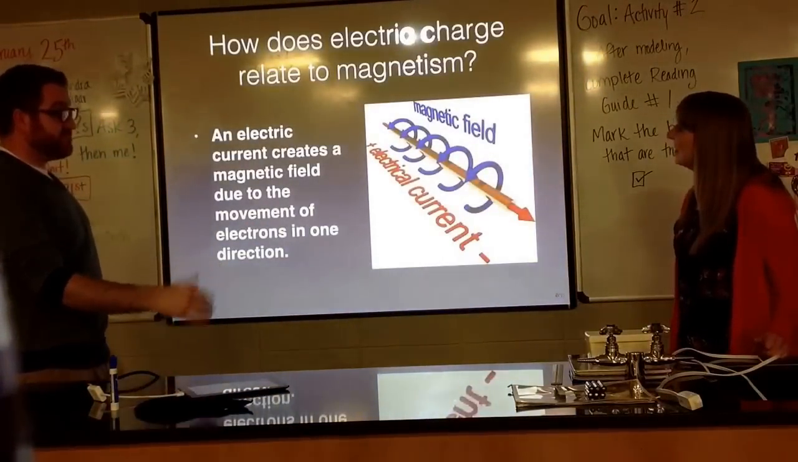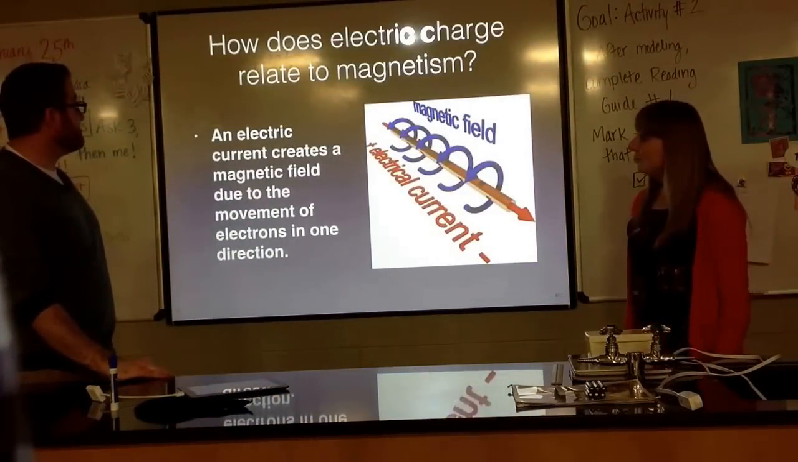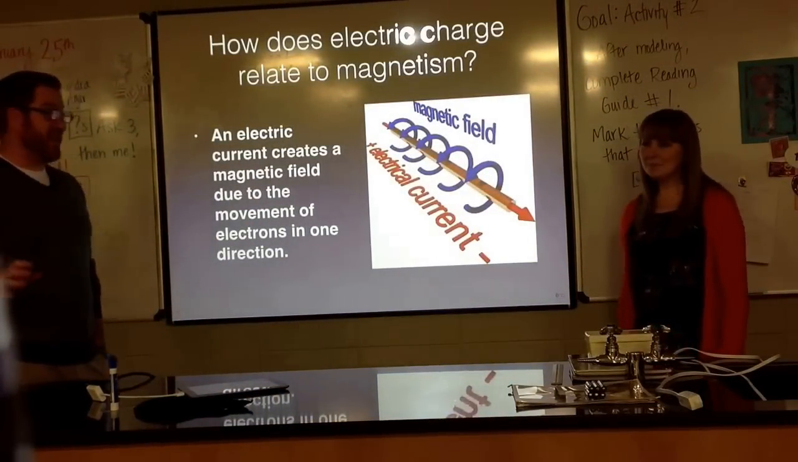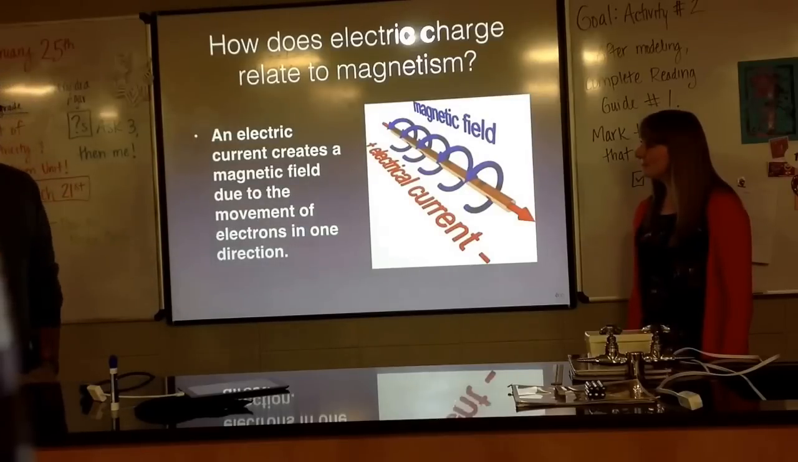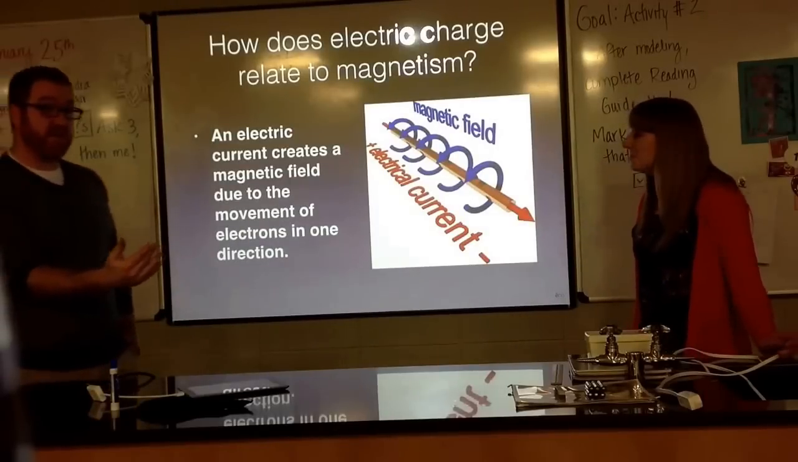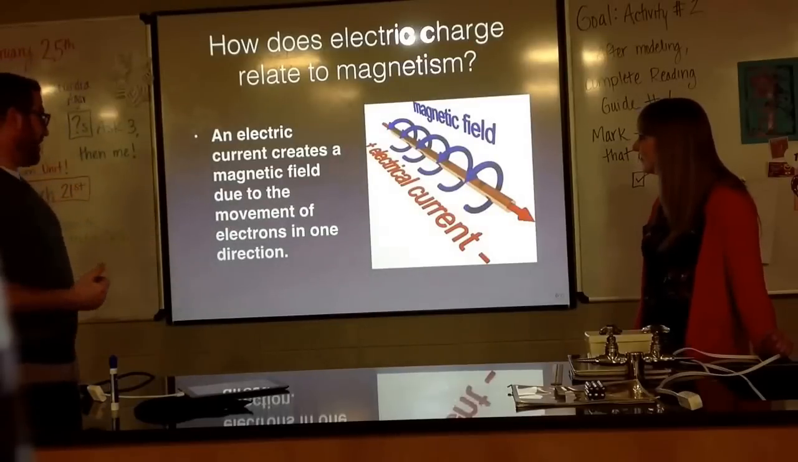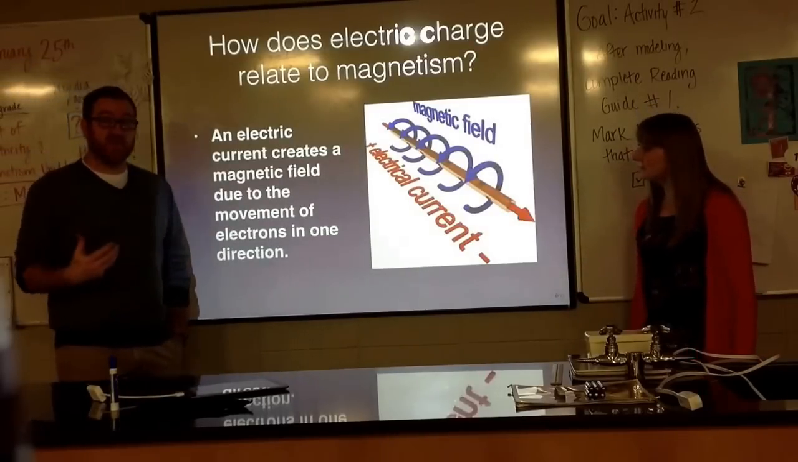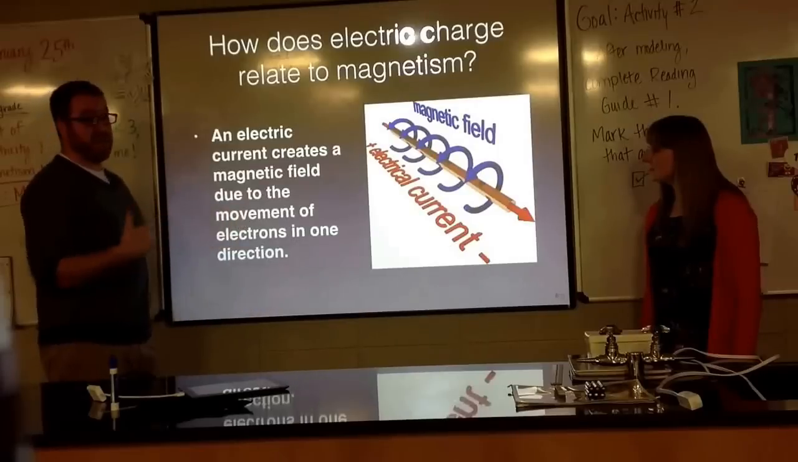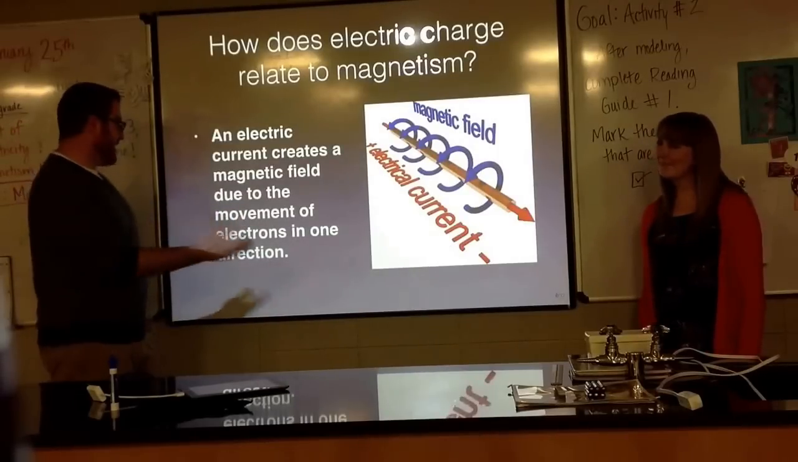So, how does electric charge relate to magnetism? Well, an electric current will create a magnetic field. You can run a current through a coil of wire and use it actually as a magnet because of the movement of those electrons in one direction. One direction, right?